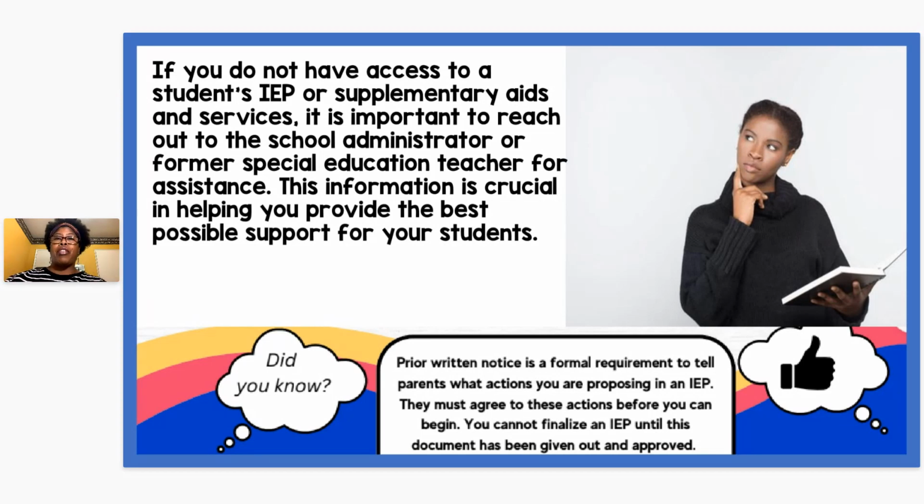And so you want to make sure that you send out the prior written notice so that the parents understand and agree, and you're on the same page. Because sometimes people send it out and it's not 100% correct because the person taking the notes is usually from the school. And depending on how good of a note taker they are, they might have missed something or they might have added something and the parent didn't mean it that way. And so you really don't finalize the IEP document until the prior written notice is given out and approved by the parent.